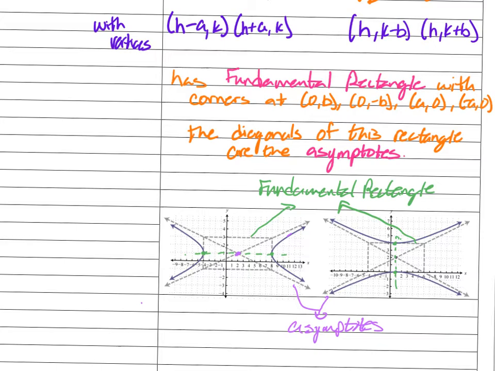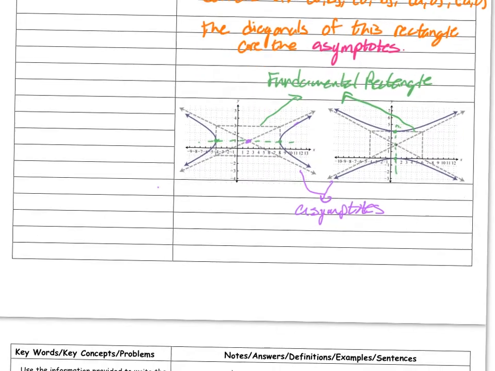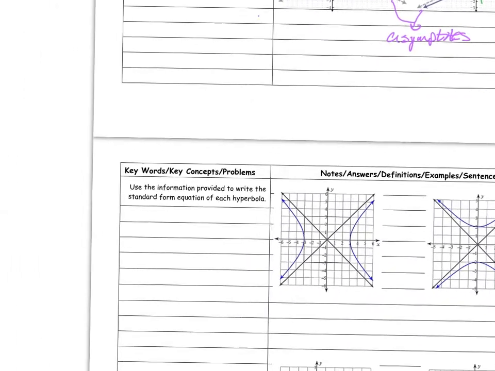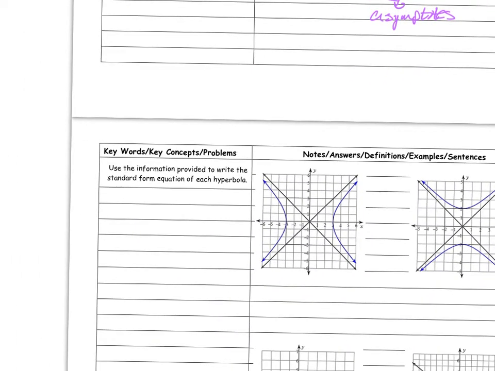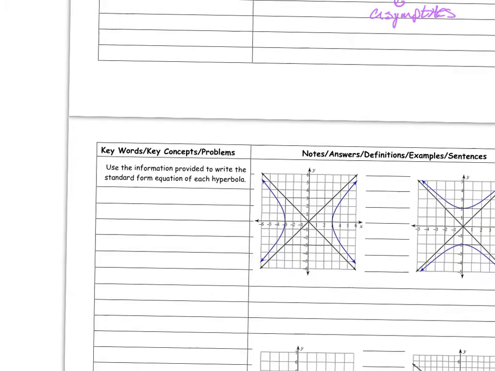So that's why it's a little bit harder to do this one. So you just need to slow down a little bit and take a little bit more time. But we're gonna make it through here. So here we go. I think we're going to write the equation. We're going to use the information provided and write the equation of these.